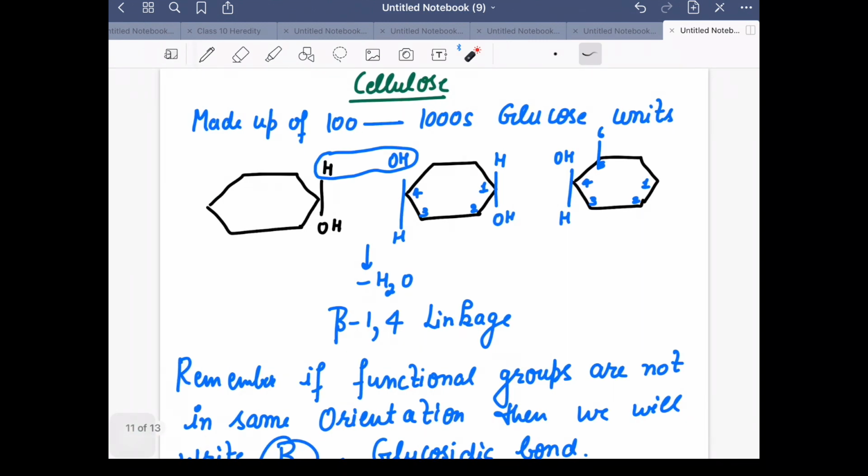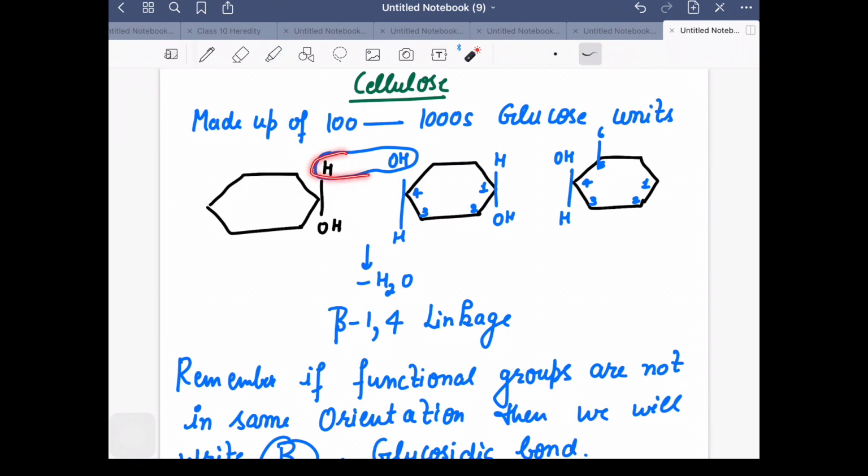And the last is one more example, cellulose. Cellulose has 100 to 1000 glucose units. Usually in your objectives for NEET, you will observe that they have given you linkages, alpha 1-4 linkage, beta 1-4 linkage. What is that linkage about?